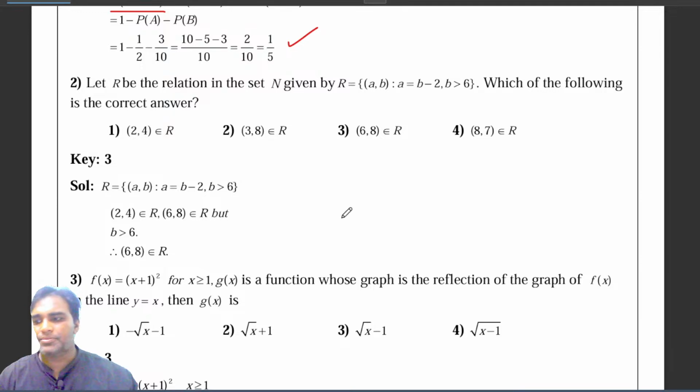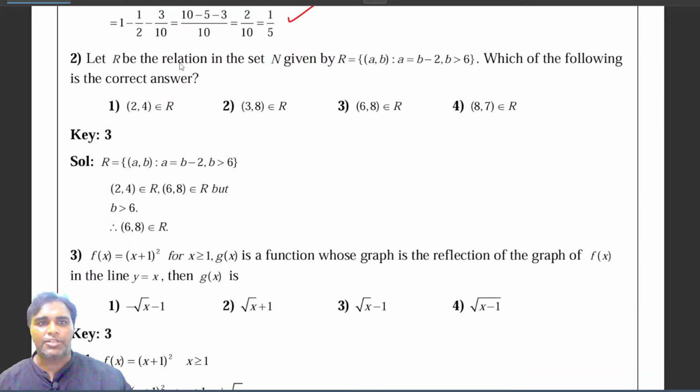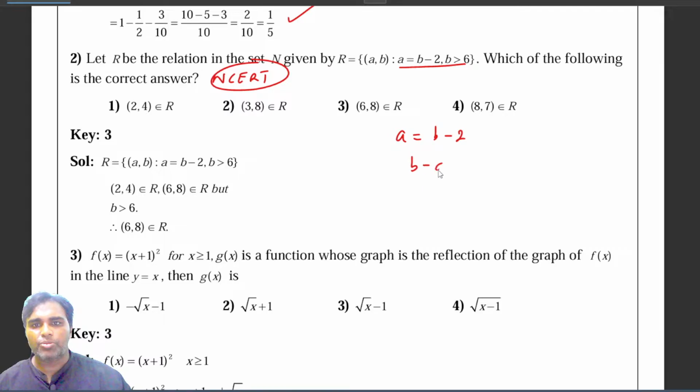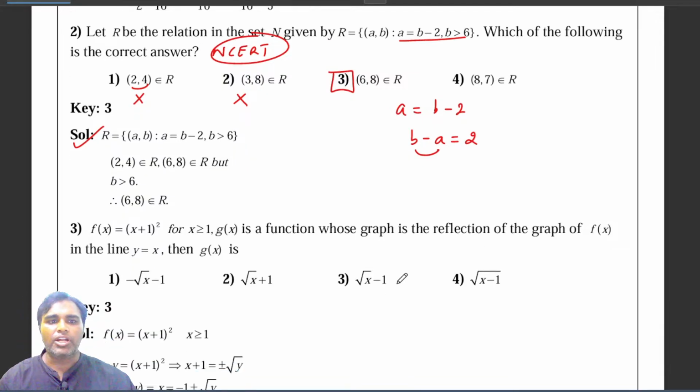The second question is from relations. The relation R is defined as A equals B minus 2, B greater than 6. Which of the following is the correct option? Now this is a class 12th NCERT MCQ, direct from NCERT. If you see this, A is equal to B minus 2, so I can say B minus A is equal to 2, and B is greater than 6. The difference of A and B is 2, so this is not correct. This is 2, but B should be greater than 6, so this is not correct. So the correct answer is option 3. Again a very easy problem, not a big issue. Clear?